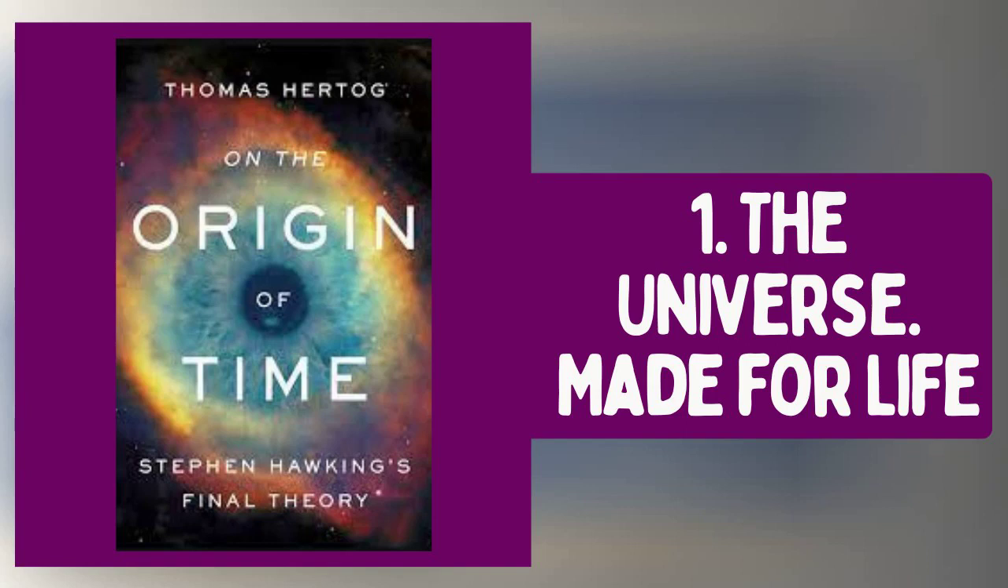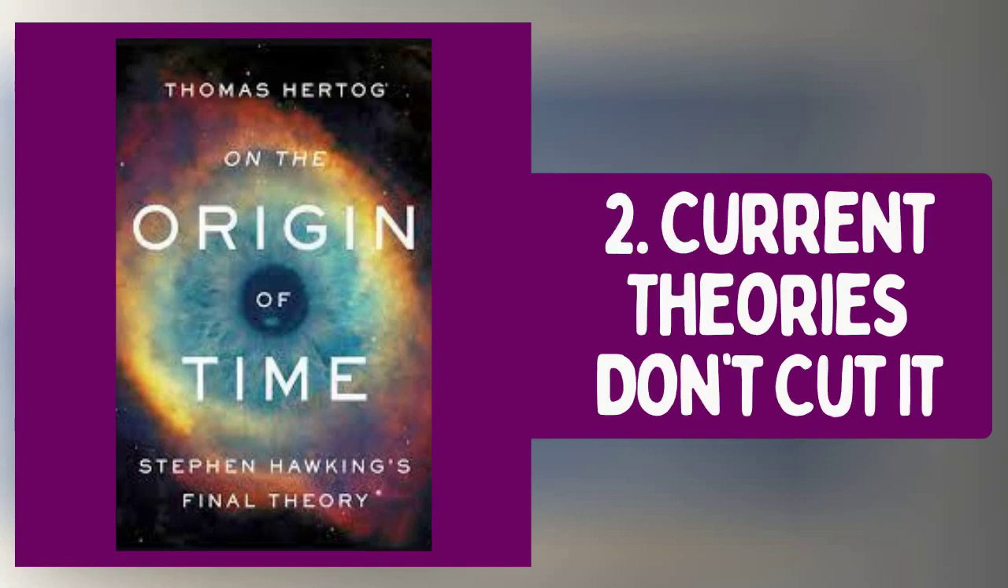The Stephen Hawking who wrote A Brief History of Time believed that the laws that underpin our universe are unchanging and timeless. No point asking why, they just are. But as we'll see, he wasn't satisfied with that explanation or any other current explanation, for that matter. 2. Current theories don't cut it.